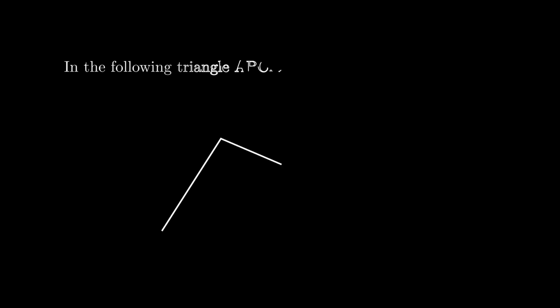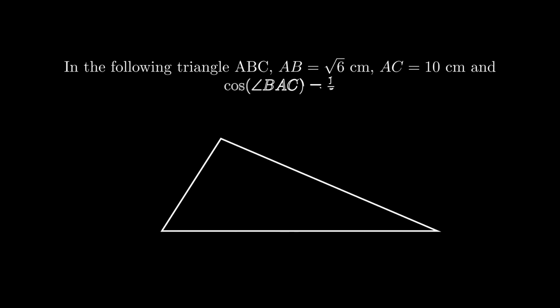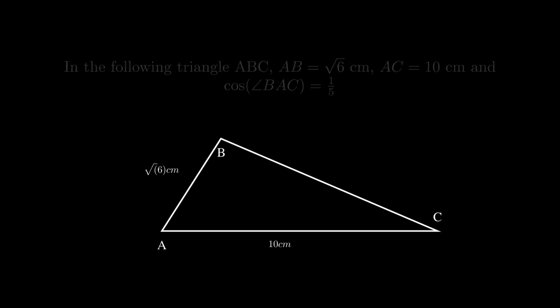We are asked that in the following triangle ABC, where AB is equal to square root of 6, AC is equal to 10, and the cosine of A is equal to 1 over 5, can we find the area of the triangle? So how do we get the formula for the area of a triangle?